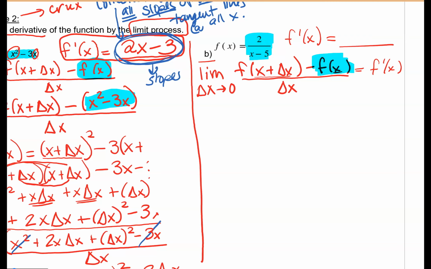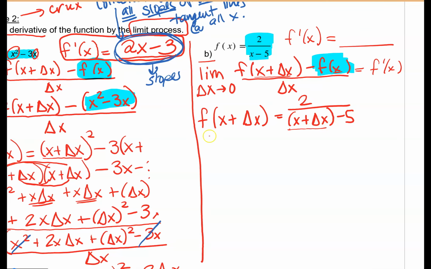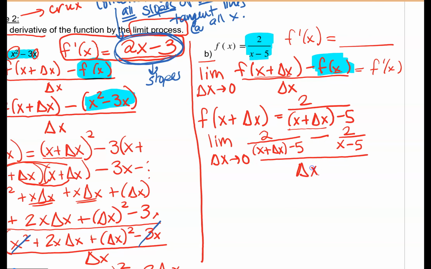And then what I'm going to do to find f of x plus delta x is I will just plug x plus delta x into my f of x equation where x was before. So instead of being x minus 5, it'll be x plus delta x minus 5. So let's plug all that in now. So f of x plus delta x minus f of x all over delta x.